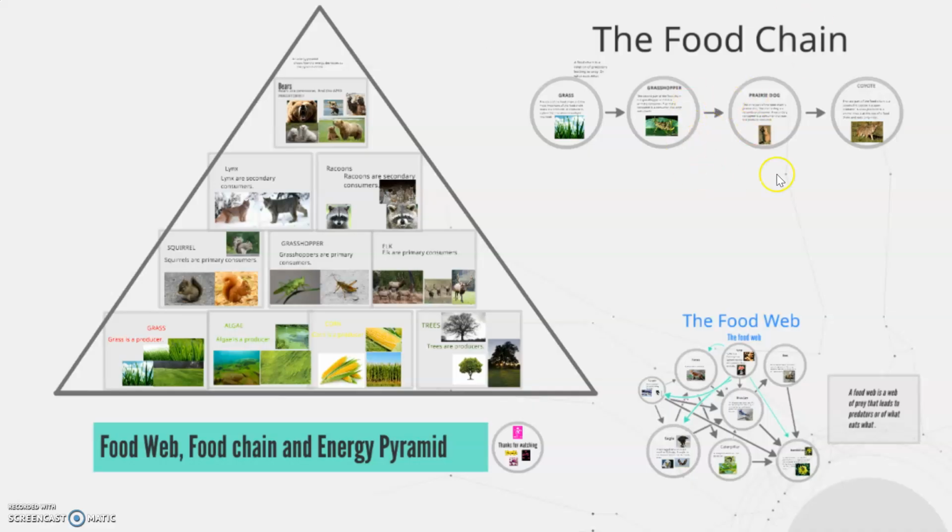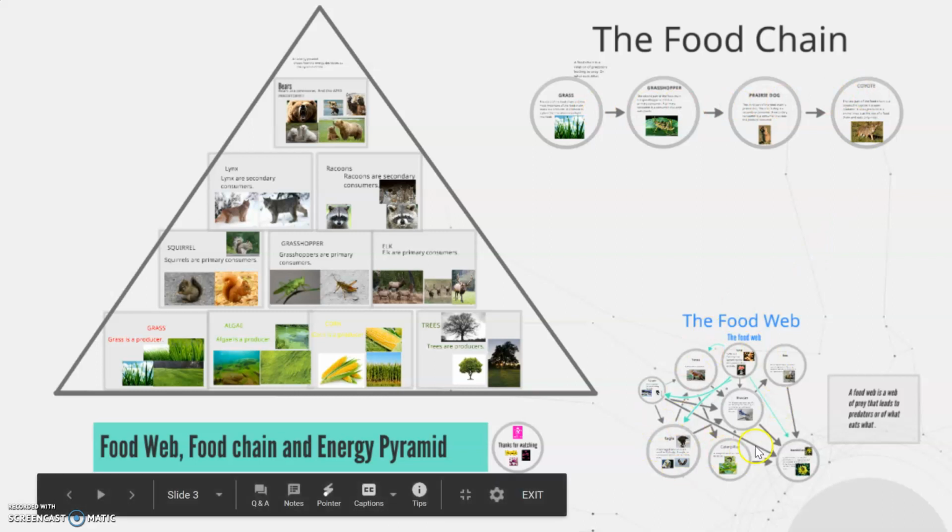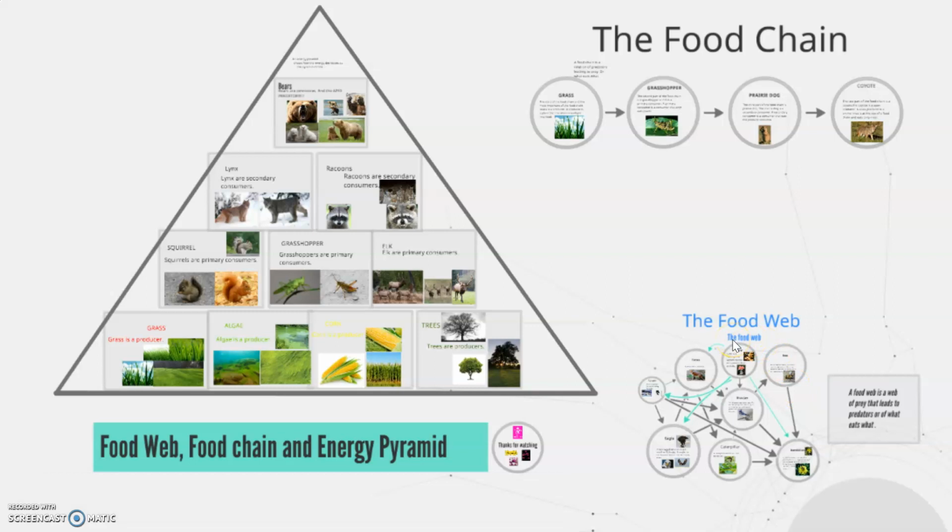So you can see here that we have this up in the top right-hand corner, a food chain, which is a very simplified version of taking 3 or 4 living things and showing how they're connected. A food web adds some variety and a number of living things to show how a broader group of living things are connected. And then you can show the same living things in this pyramid form, which shows you the energy.